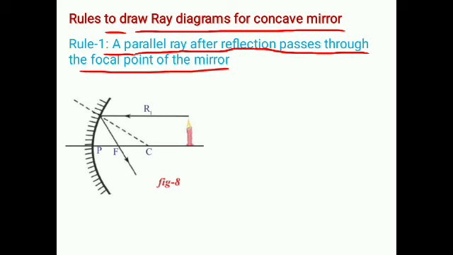Let us take a concave mirror. This is a candle. R1 is a parallel ray. After reflection, it passes through the focal point. This is rule 1. A parallel ray after reflection passes through the focal point.